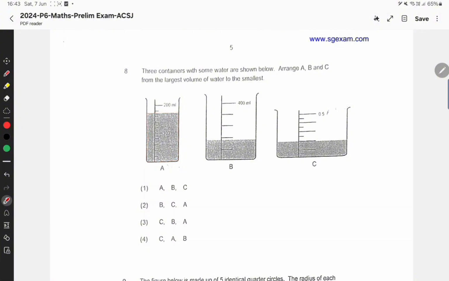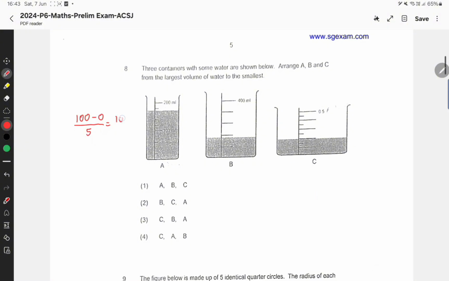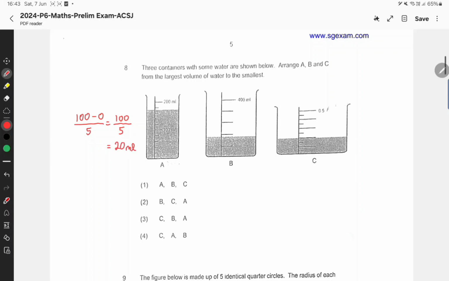To find out how much water is in this container, we will take this value, which is 100 milliliter, divided by the number of spaces over here. In this case, there are 5 spaces. So your first working should be 100 minus 0 divided by 5. 100 minus 0 will give me 100, divided by 5 will give me 20 milliliter. So what this means is that each of these lines is 20 milliliter.